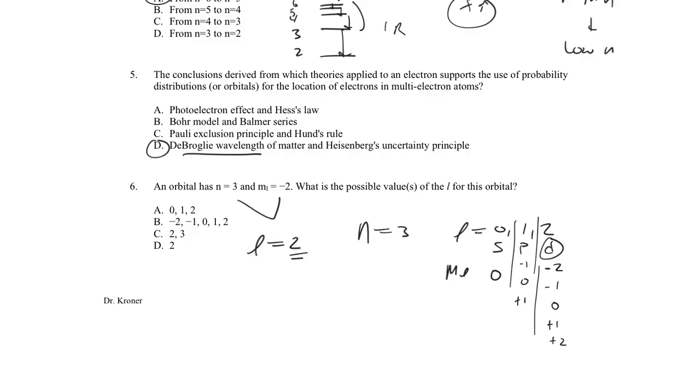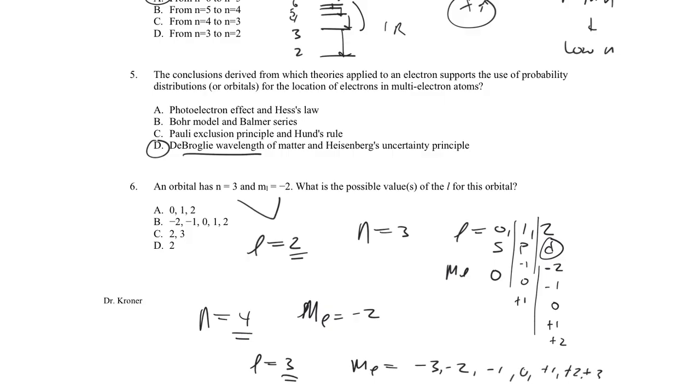If we had a slightly different question, if we said same question but n equals 4, m sub l is equal to minus 2, which subshells could have that? Well, when we have an n of 4, the L could be equal to 3, and then m sub l of minus 2 is within the range of this L value's m sub l. So the m sub l here would be minus 3, minus 2, minus 1, 0, plus 1, plus 2, plus 3.